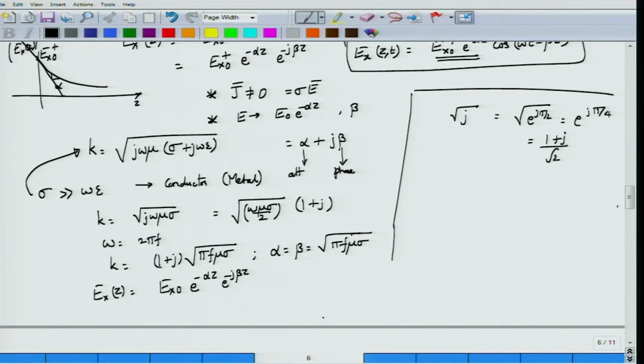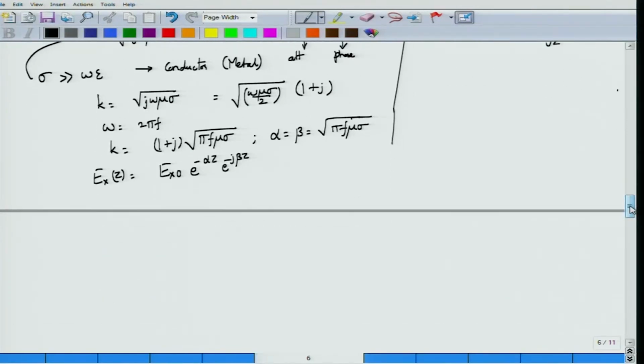But rather than talking in terms of alpha, for a case where you are considering a good conductor, you will introduce a different quantity called skin depth. Skin depth is given by 1 by alpha, and since alpha is given by the square root of pi f mu sigma, the skin depth delta is given by 1 by the square root of pi f mu sigma.